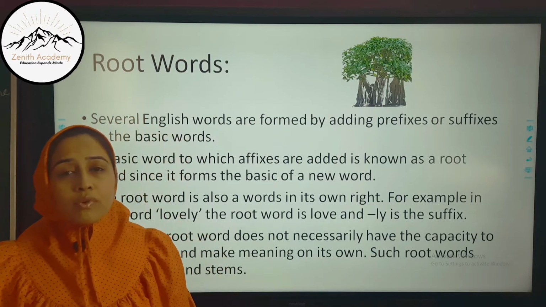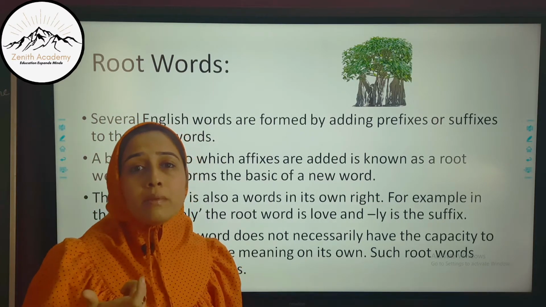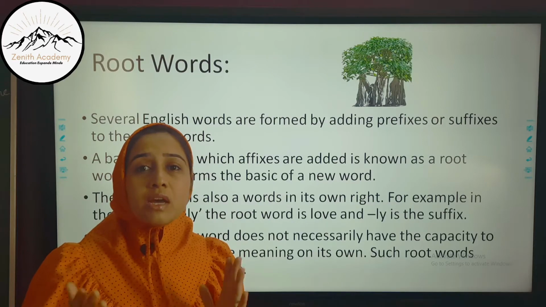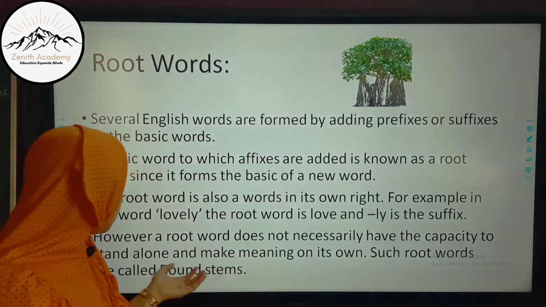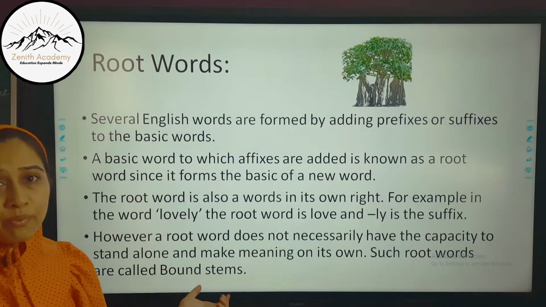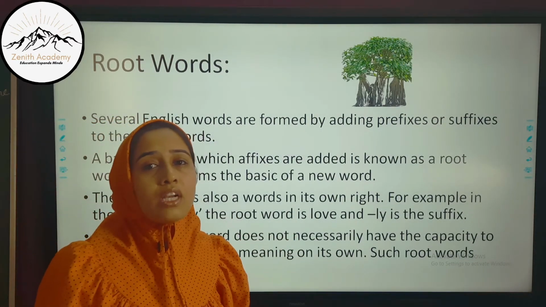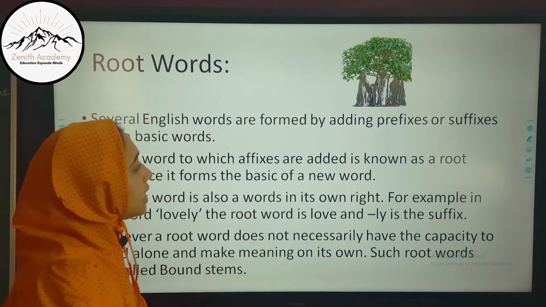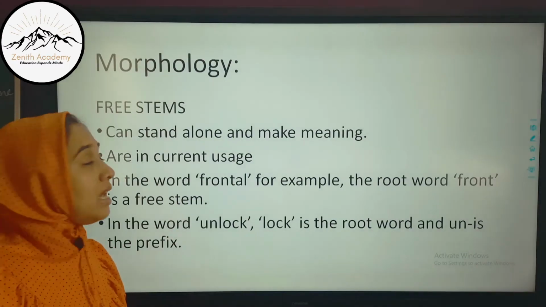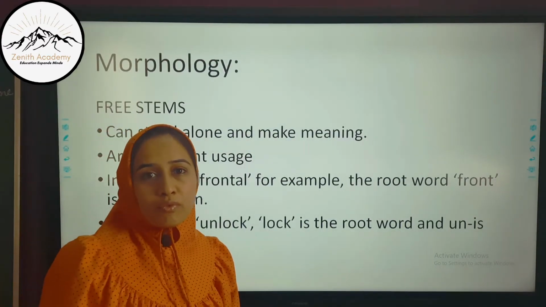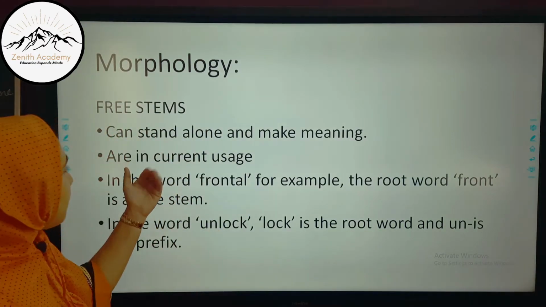There are several root words which might not make meaning when the suffixes and prefixes are removed. Such root words are called bound stem root words, and the ones which make meaning individually are called free stem. Let's study that in detail. Let's study the morphology of root words. The first one is free stem.